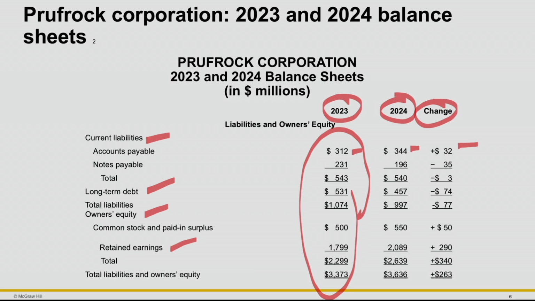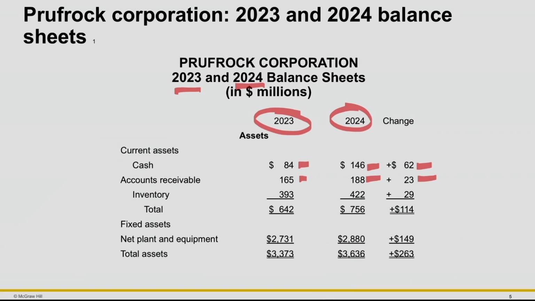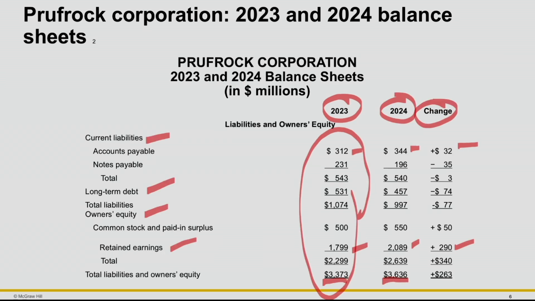So in 2023, that was 1.799 billion, and it went up to 2.089. In other words, there was $290 million of net income that was not paid out to the shareholders, either in the form of a dividend or a stock buyback. Then, down at the bottom here, we have the total liabilities and equity, and that has to match up with the total assets on the left-hand side of the balance sheet. All right? Everybody good so far?